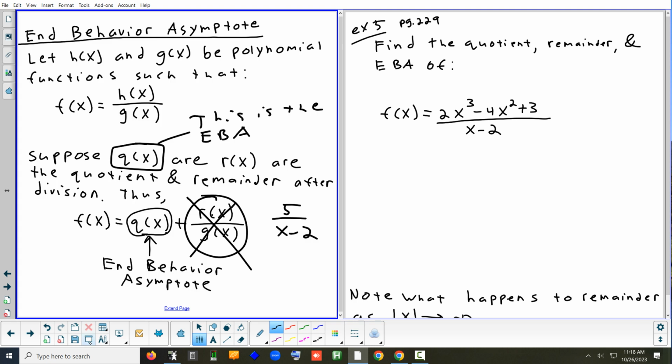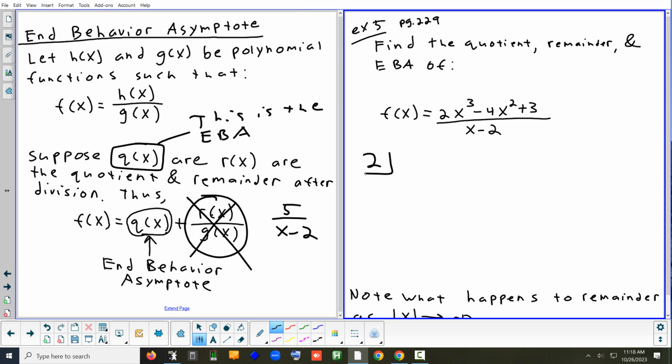Does everybody have the left page so I can make the right page bigger? Can you just really quickly go over how you can use synthetic? It depends if the denominator is x minus a number or x plus a number. As long as it fits that pattern, you can use synthetic. So if it was x minus, that means you put the 2 in the box. We're going to put the 2 in the box. Okay.